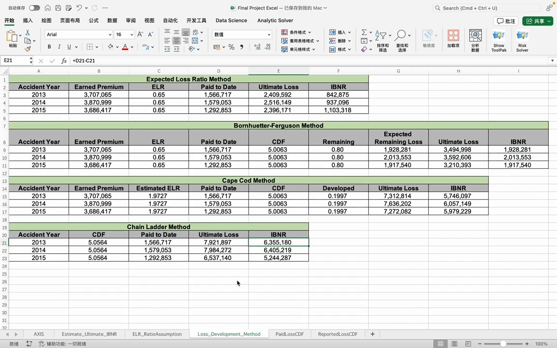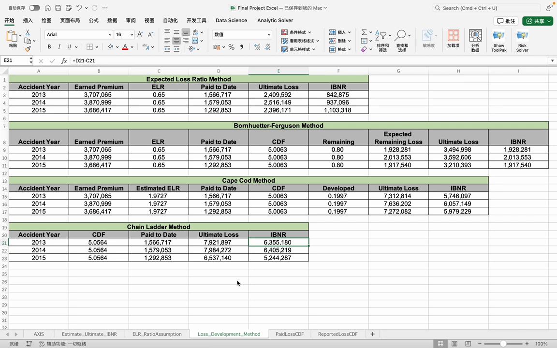Then we come to the third part, comparing four loss reserving methods applied to accident years 2013 to 2015. The first is the chain ladder method. This is the same as what I did in part 1. I calculated age-to-age factors using historical paid data and selected a CDF of 5.0564 after tailing of 1.01 for ultimate development. Applying this to the latest paid losses gave IBNRs of approximately $6.35 million, $6.4 million, and $5.24 million for 2013 to 2015. IBNR is calculated as estimated loss minus paid loss to date.